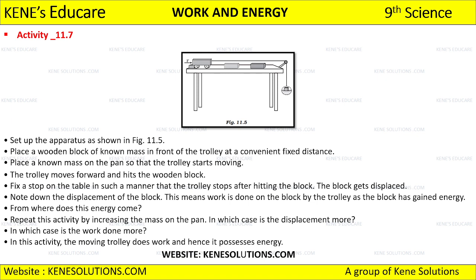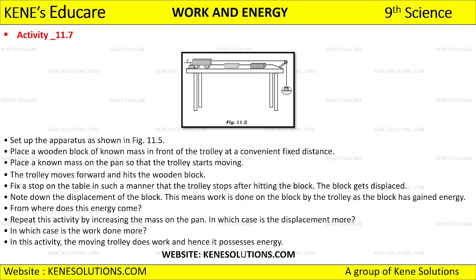See, what you have to write over here as observation is, when a mass is placed on a pan, the trolley starts moving and hits the block and it gets displaced. This is your observation. And what explanation you can give over here is, when a mass is placed on a pan, it exerts a force on the trolley.